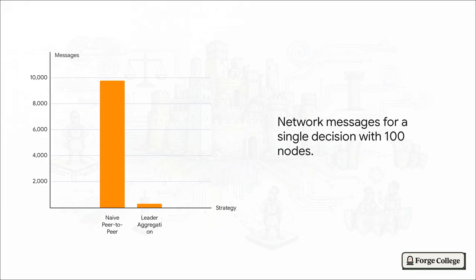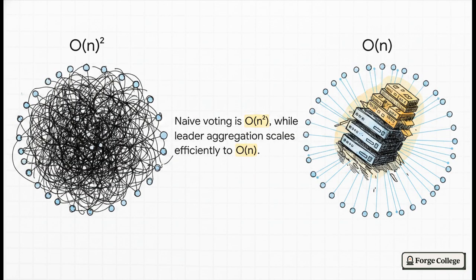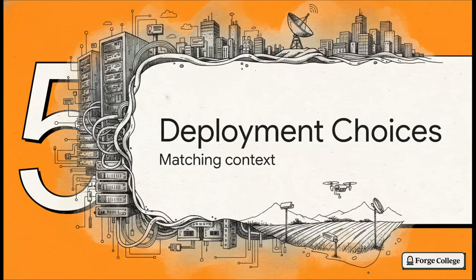Now, compare that to leader aggregation, where a leader acts like a strict project manager collecting votes. At 100 nodes, only 297 messages. The difference is just staggering. So the mathematical takeaway here is pretty stark. Naive peer-to-peer messaging operates at an O of n squared complexity, while leader aggregation operates at an O of n complexity. You save massive amounts of network bandwidth by using a leader to just collect and aggregate all those digital signatures. But remember what we said earlier. In engineering, there's always a trade-off. By doing this, you're trading off those bandwidth savings by concentrating the entire heavy lifting and verification load directly onto the leader's shoulders.